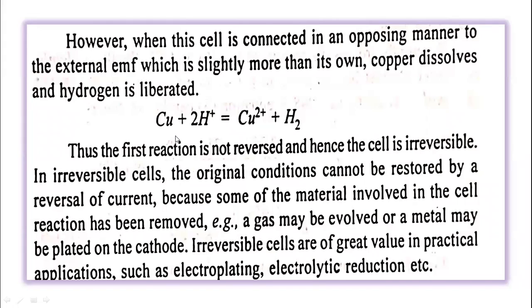So in irreversible cells, the original conditions cannot be restored by a reversal of the current because some material involved in the cell reaction has been removed. And also a gas may be evolved there. A gas is released there, and that gas cannot remain in the solution. Okay. So reversible cell and irreversible cell. Try to understand the difference between reversible cell and irreversible cell.